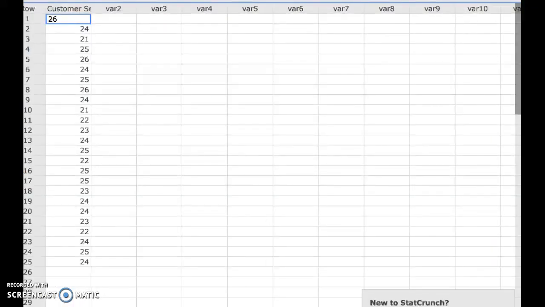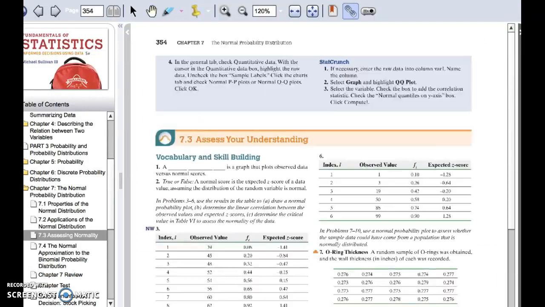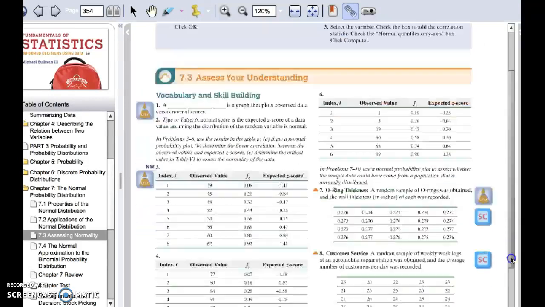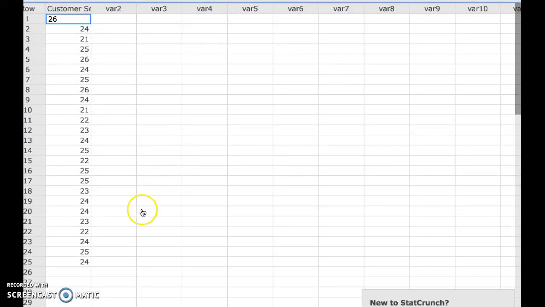7.3.8 in your textbook is an example where we're looking at customer service data. Let's actually just go look at the context for 25 data points. So this is number 8. A random sample of weekly work logs at an automobile repair station was obtained, and the average number of customers per day was recorded. So one day we had 26 customers, another day 24, another day 21. And our 25 data points are considered a small data set.